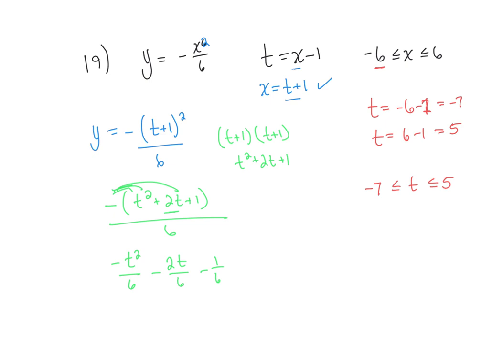And then the last thing we want to do is we want to reduce it, okay? So this one can't reduce, negative t squared over 6. This does reduce. This does not reduce. So I have my y in terms of t, my x in terms of t, and my parameter. Okay.